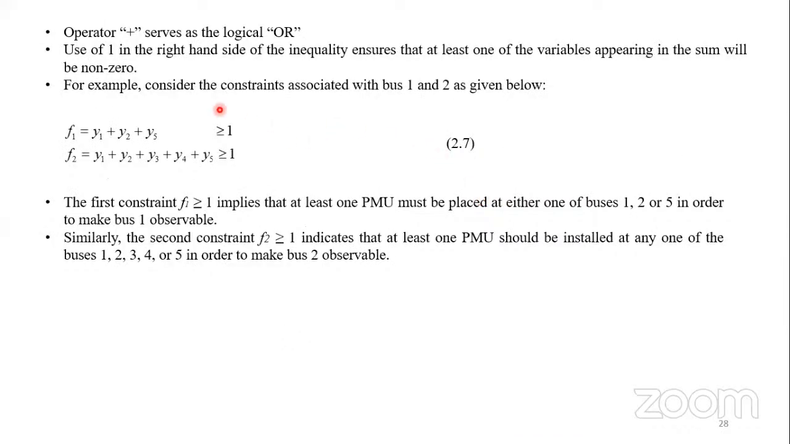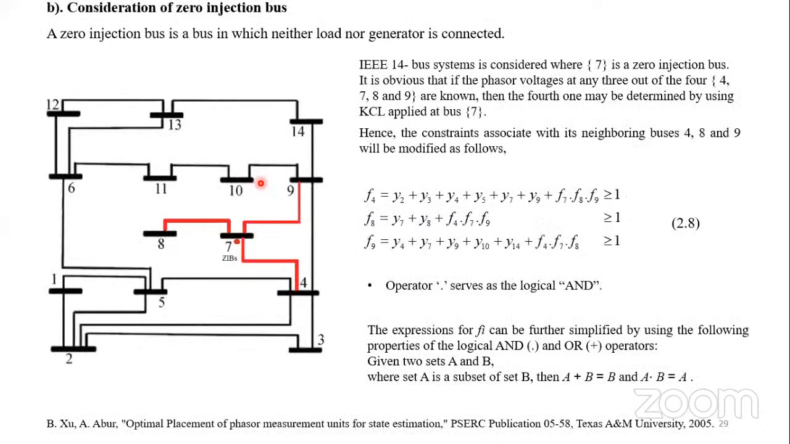Here, as I have already mentioned, the operator plus serves as a logical OR. Now, as you are seeing here, if a zero injection bus is involved, here we are saying that bus number 7 is a zero injection bus. These are the connections: 7 is connected to 8, 7 is also connected to 9, and 7 is also connected to 4. So this will change, as F4 is y2 plus y3 plus y4 plus y5 plus y7 plus y9 plus f7, 8 and 9. So this is the equation.